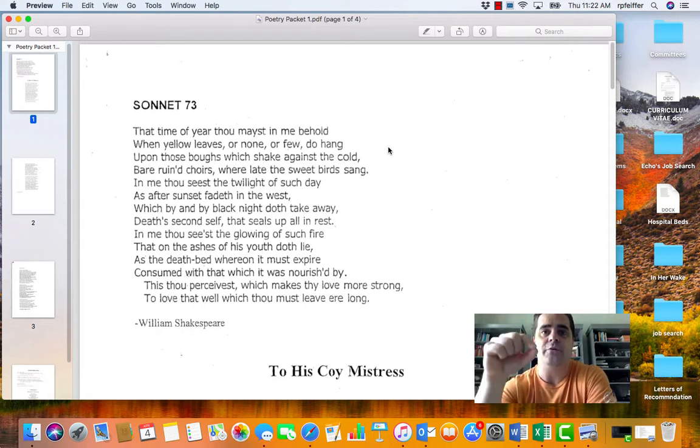So because there's no punctuation at the end of the line, we call that enjambed. Okay, so that's an enjambed line. Enjambment is a technique where you don't punctuate the end of a line to force your reader to read right through. And as you can see, it helps you dull the harshness of some of the rhymes, as opposed to reading it like, that time of year thou mayest in me behold, when yellow leaves or none or few do hang, upon those boughs that shake against the cold, bare ruin choirs where late the sweet bird sang. Like, we don't want to stop at the end of each line if the punctuation doesn't tell us to.